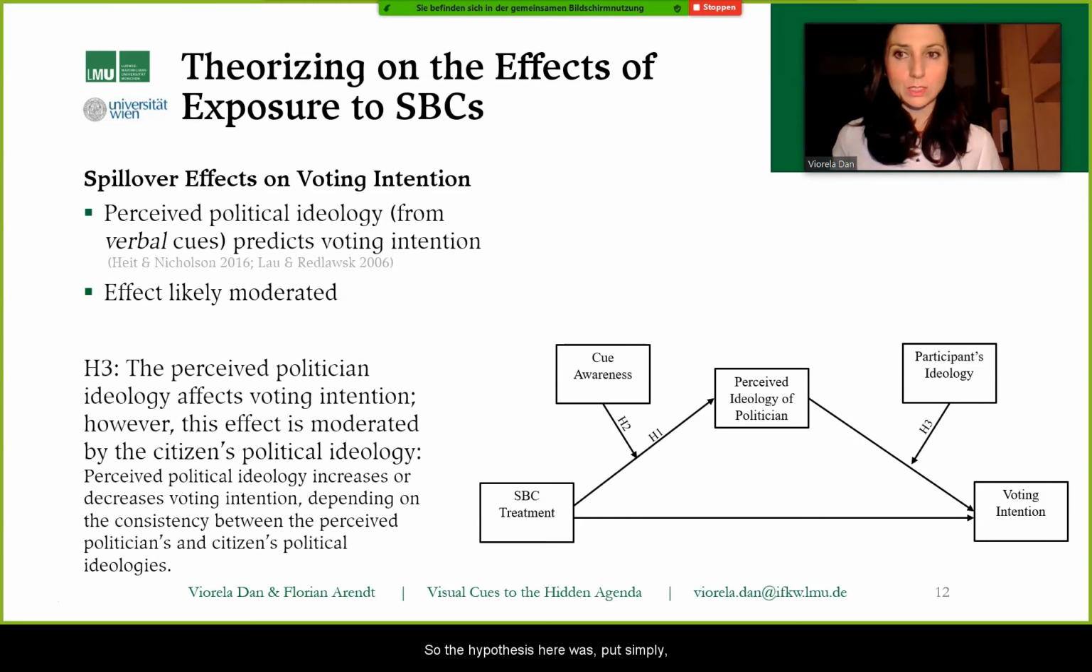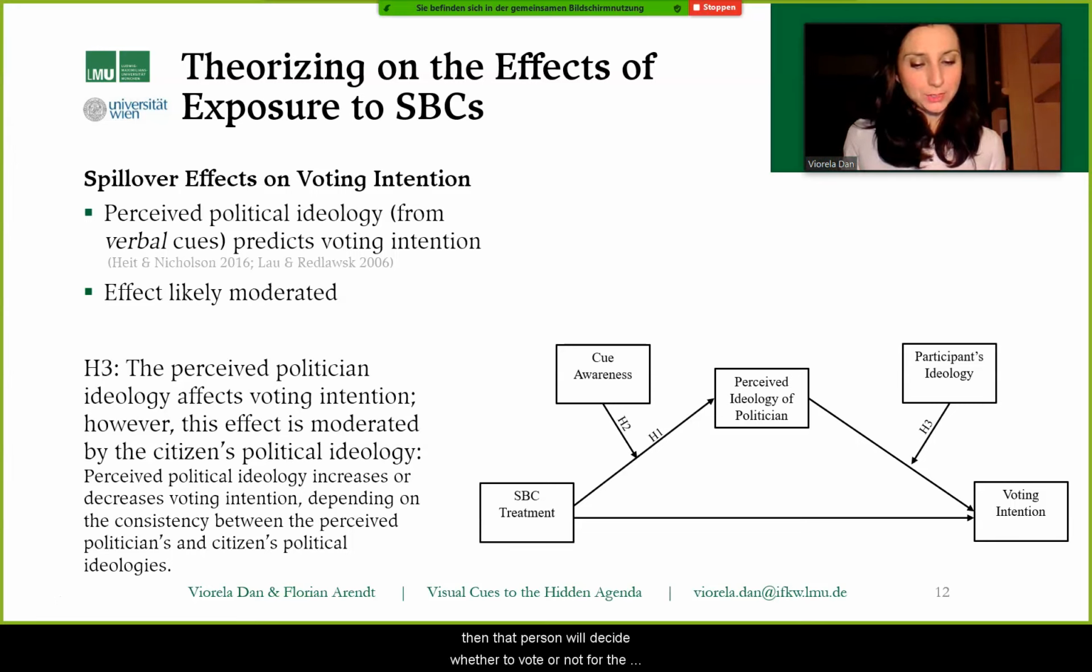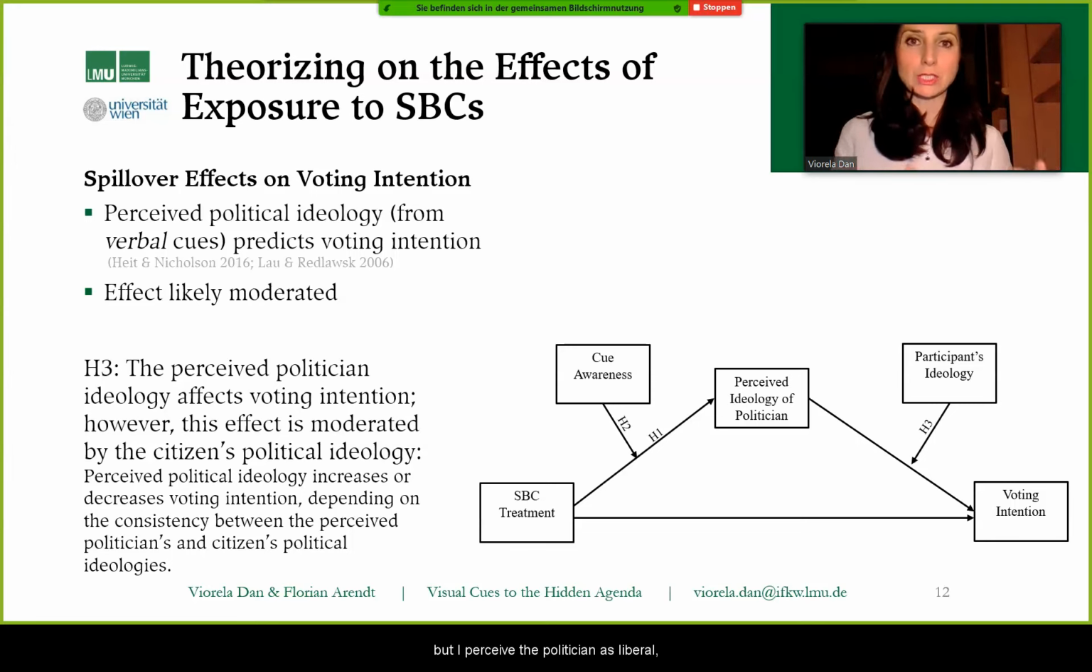So the hypothesis here was, put simply, if somebody thinks that a politician is conservative based on the cues identified in the background, then that person will decide whether to vote or not for the politician in question based on the extent to which the individual shares the ideology of the politician. If I self-identify as conservative, then my intention to vote for a politician whom I perceive to be conservative will likely increase. On the other hand, if I identify as conservative but I perceive the politician as liberal, then voting intention should decrease.